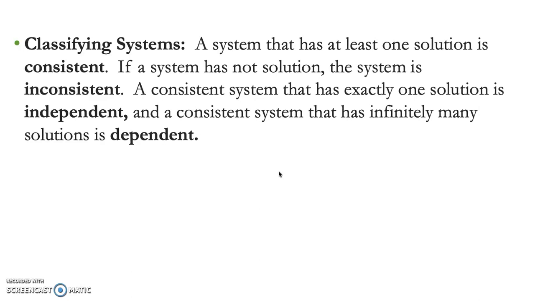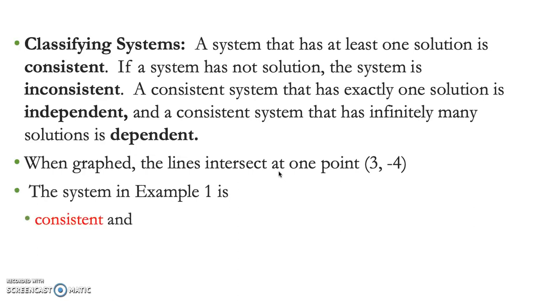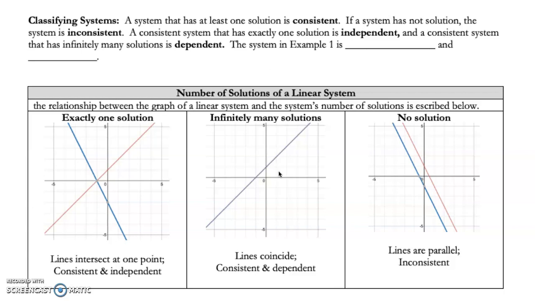So the system we just graphed intersected at 3, negative 4. So that means it is a consistent system because it has at least one solution. And because it has one solution and the lines are distinct, we call it an independent system. So consistent and independent.